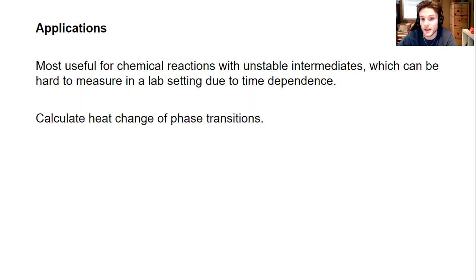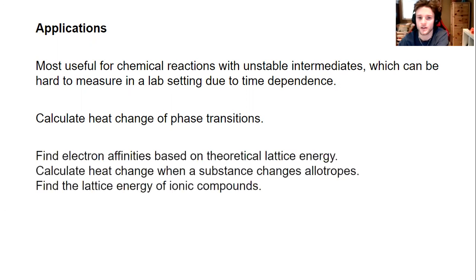We can also calculate heat changes of phase transitions using Hess's law, and some other ones here that we're not going to talk about in detail, but are also good to mention. We can use it to find electron affinities based on theoretical lattice energy. We can calculate heat change when a substance changes allotropes, and find the lattice energy of ionic compounds.